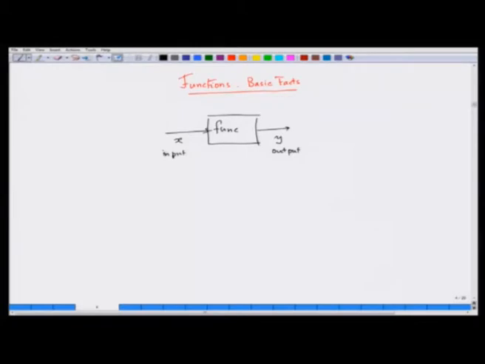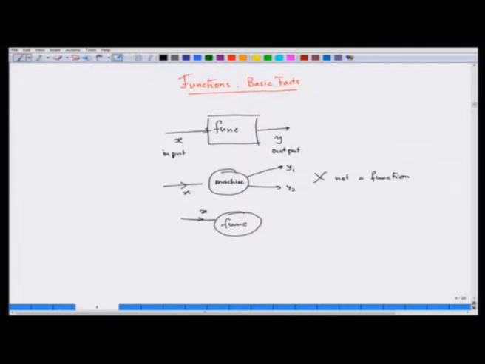So here if I have one input x and there is some machine which gives me, say, two outputs corresponding to this x, which are y1 and y2, this is not a function. So a function has the rule: one input gives me one output. But of course, one important thing is that a function can have the following behavior. I can have two different inputs which give me the same output.